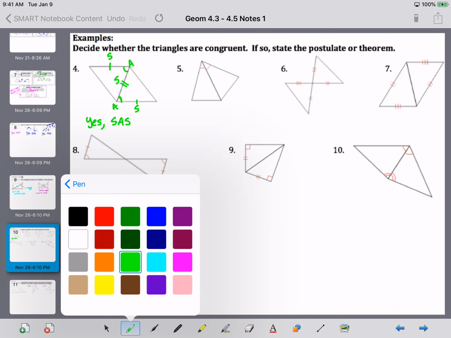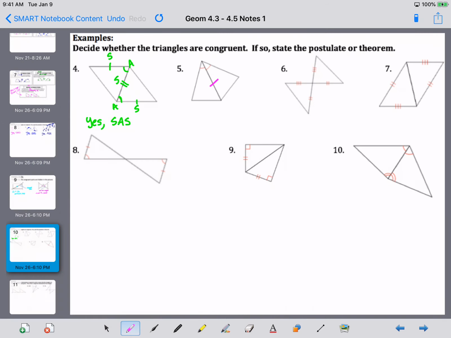All right, if we look at our next example, I've got that shared side, and then I have this angle and this angle. Well, I really don't have enough info. I would need either another angle or another side, because they only give us this and then this angle, and then this and this angle here. So they only give me a side and an angle in each triangle. So I don't have enough info. I need more to prove that those are congruent.